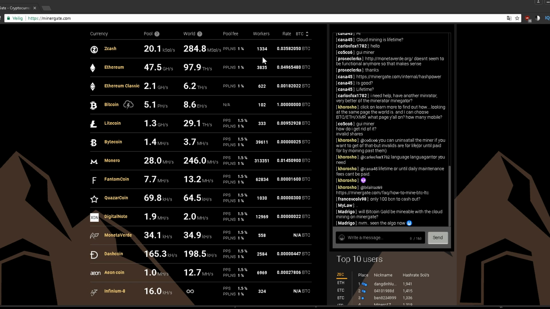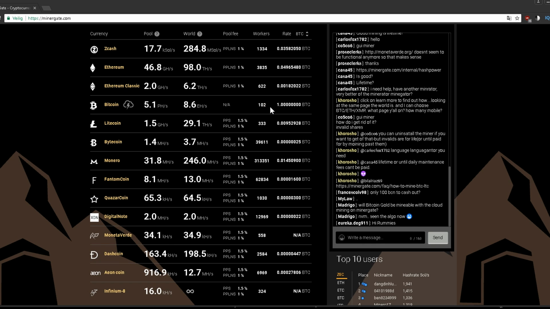I don't think this will be worldwide. No, this is not worldwide. As you can see here for Bitcoin, there's 102 workers that are mining Bitcoin, so there will not be too many guys, because they need an insane amount of computational power to mine Bitcoin. So there's not too many people that have that kind of power. There's very few mining Bitcoin.